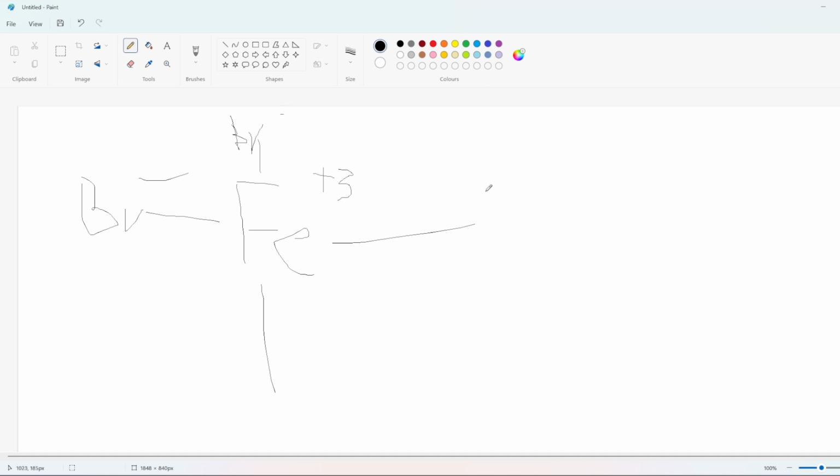Br minus. Oof. My drawing is getting worse. Right? And so you could draw it this way instead, with formal charges on every atom in this molecule: minus, minus, minus, minus, +3, for a total of -1. This is probably a better representation in the sense that it's more true to the chemistry, but just having a negative charge on the iron is a lot easier to do.